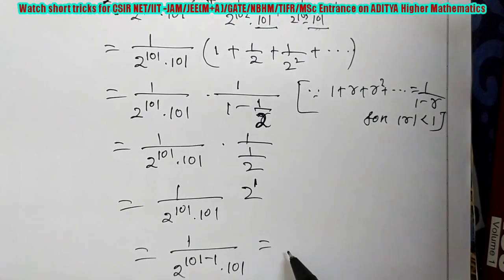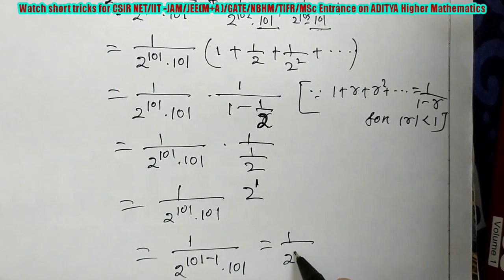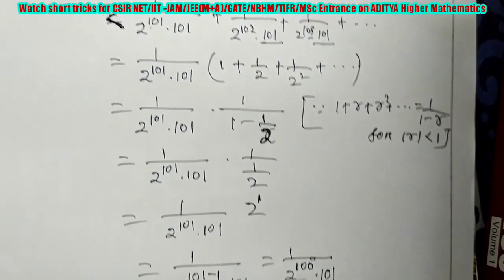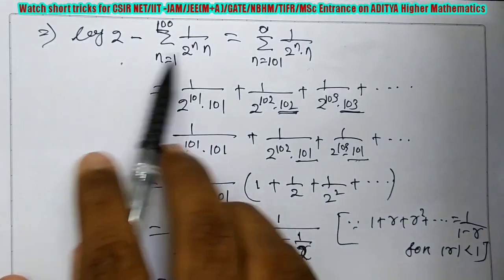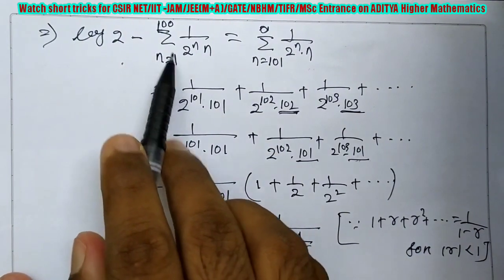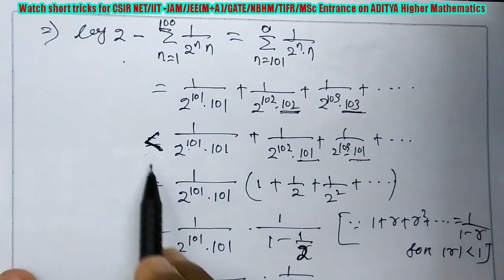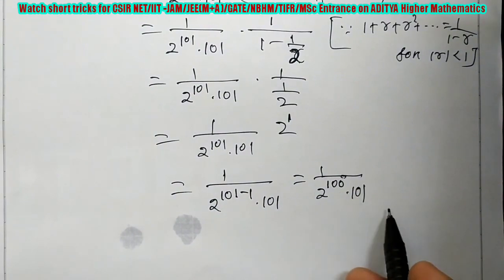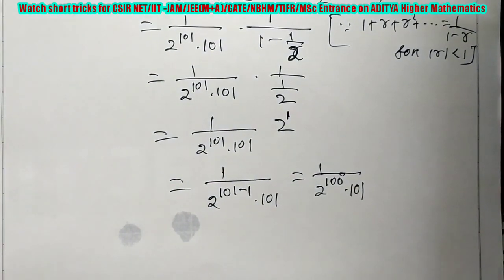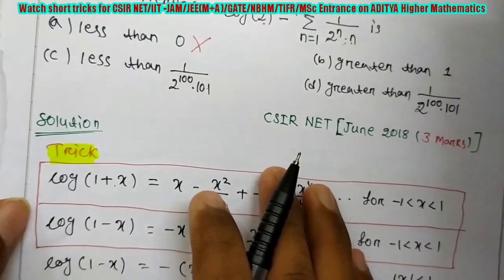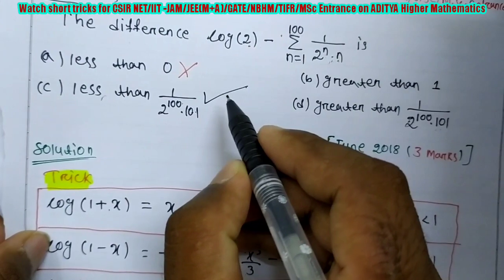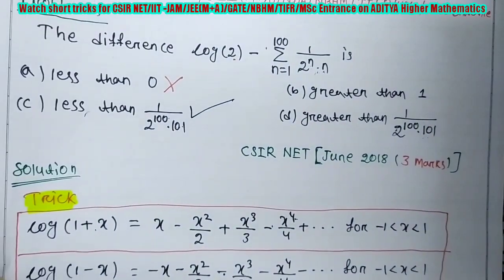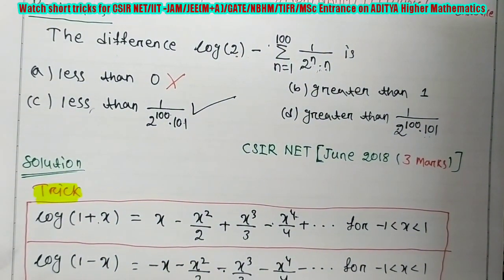So now you are getting 100 into 101, but here it is given as less than. Okay, so the value of log 2 minus summation of n equal to 1 to 100 1 by 2n into n is less than 1 by 200 into 101. So you can see option C is correct because it is given as less than. Since it is a single option question, all other options are wrong.